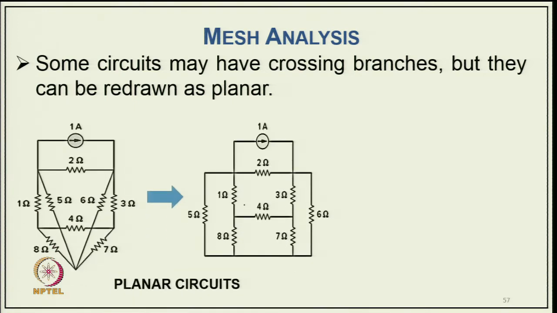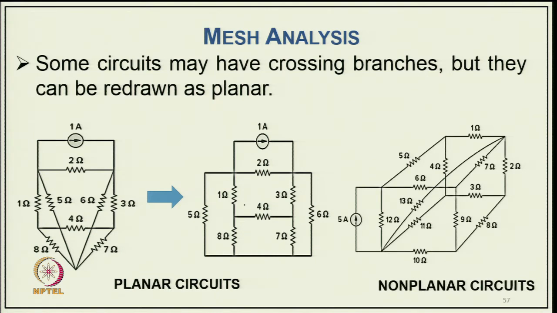So, you can just see here this circuit is a planar circuit. It looks like a complicated circuit, but when it is redrawn as the equivalent shown here, no branches cross each other. That is why it is a planar circuit. And here you can see the non-planar circuit, because branches are crossing each other.